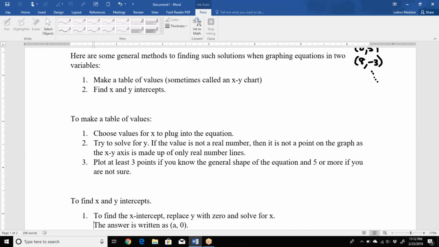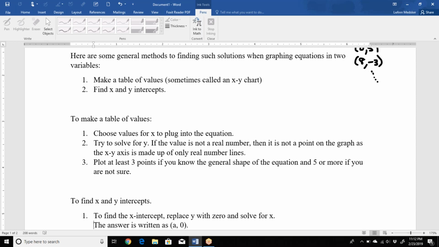So to make a table of values, you're going to choose values for x to plug into the equation. Now, you could choose values for y as well; it would just swap what you're solving for. Try to solve for y. If the value is not a real number, in other words, something like the square root of -4, that's an imaginary number, then it would not be a point on the graph, as our XY axis is made up only of real numbers.